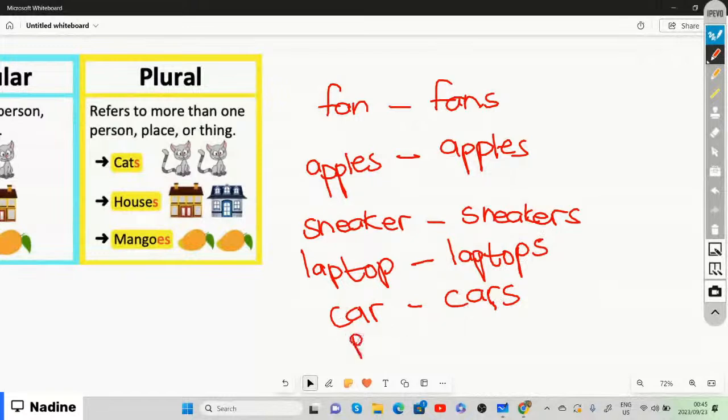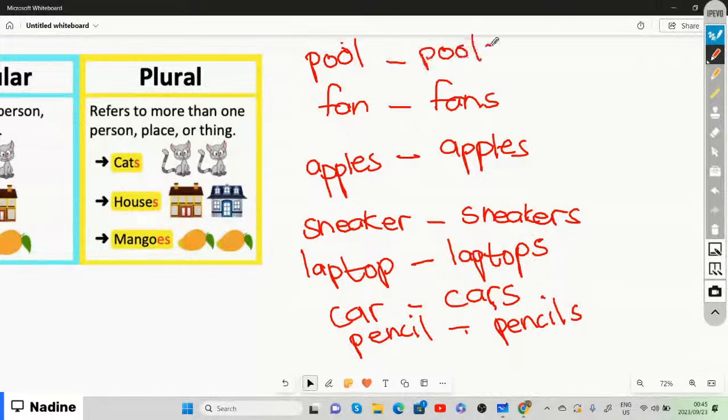And then we have pencil, one pencil. And if we have 10 pencil, and then we say pencils. One pool, more than one pools.